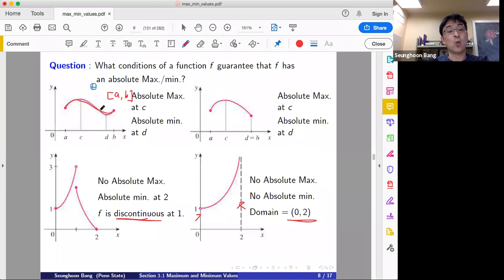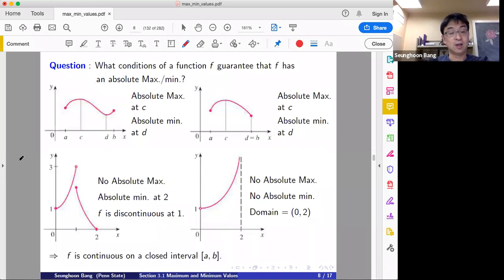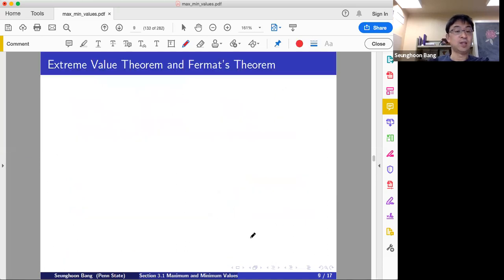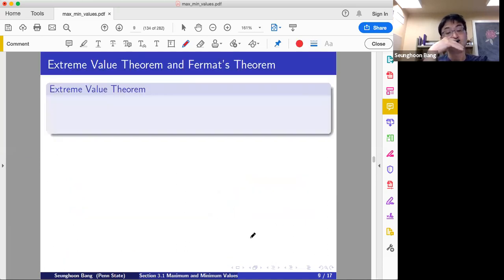So we have two conditions. The graph is well connected, like continuous. The domain is the closed interval. Then we always guarantee that f has absolute maximum and absolute minimum. So we need this condition: function f is continuous on the closed interval [a, b]. So we have the extreme value theorem.